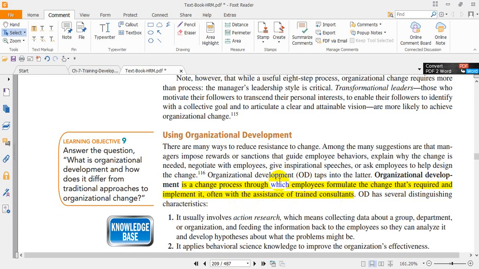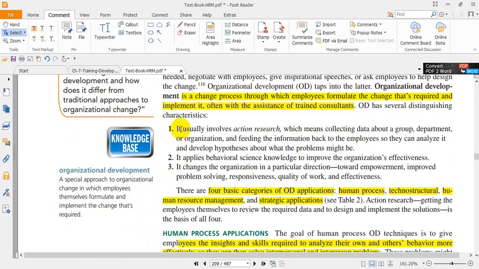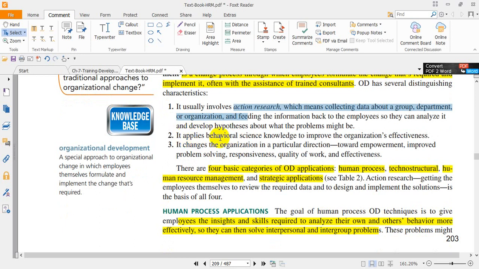What are the characteristics of using organizational development? Firstly, it usually involves action research, which means collecting data about a group, department, or organization and feeding the information back to the employees so they can analyze it and develop hypotheses about the problem. It applies behavioral science knowledge to improve organizational effectiveness.